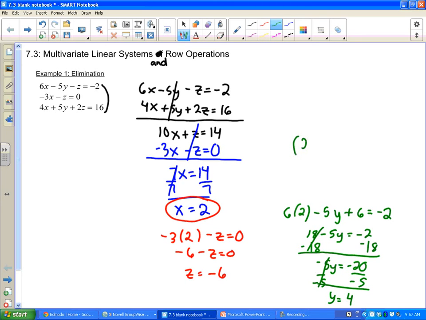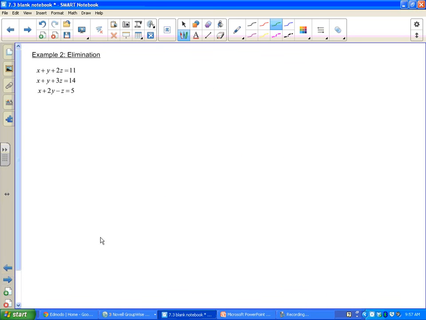And so then the way we write our answer is as a three-dimensional point, x, y, z, so 2, comma, 4, comma, negative 6. And that's where systems with three variables come in, is that we can actually graph these in three-dimensional space, which is kind of hard to do on a two-dimensional paper, but you could graph these, and it's talking about if I have three lines in a three-dimensional space, where is their point of intersection?